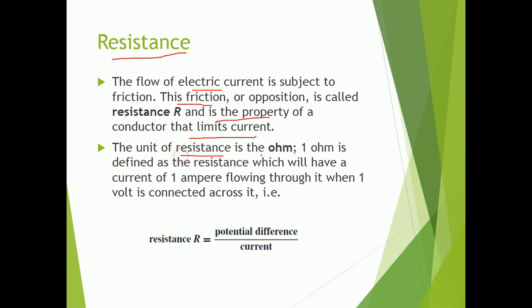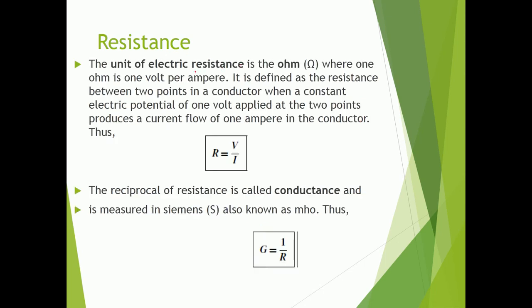The unit of resistance is ohm, where 1 ohm is defined as the resistance which will have a current of 1 ampere flowing through it when 1 volt is connected across it, that is R = potential difference divided by current. This is given with the help of Ohm's law, and in the coming slides we will be talking about Ohm's law as well. You can see the unit is ohm, denoted by this symbol. R = V by I.